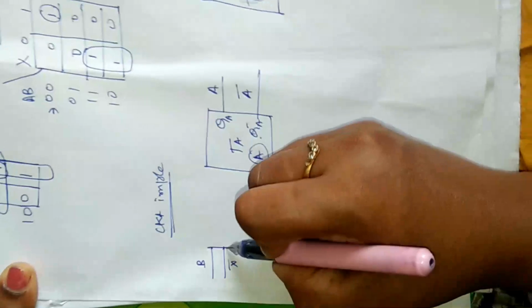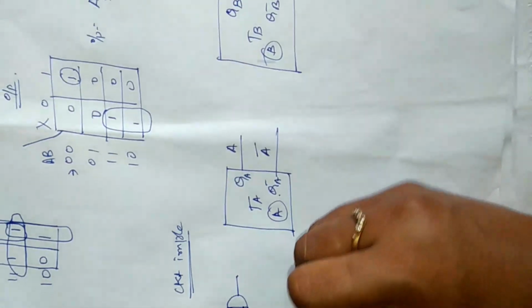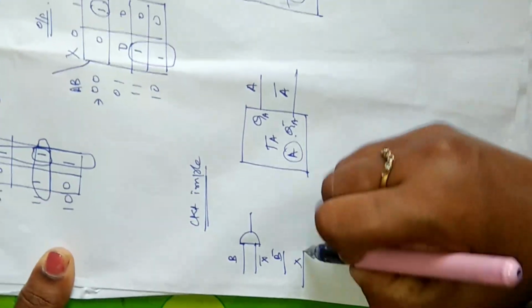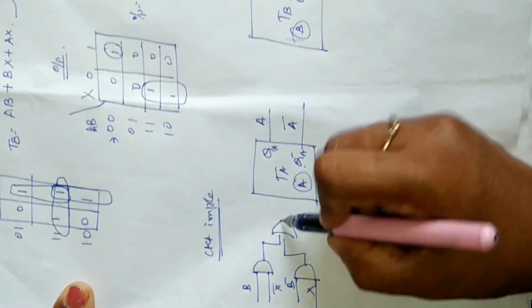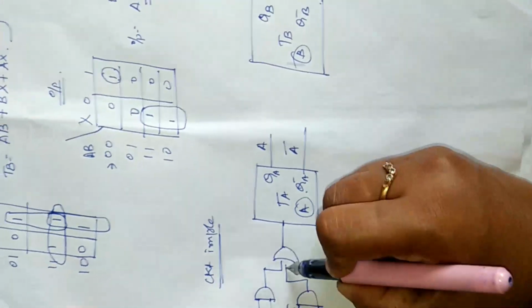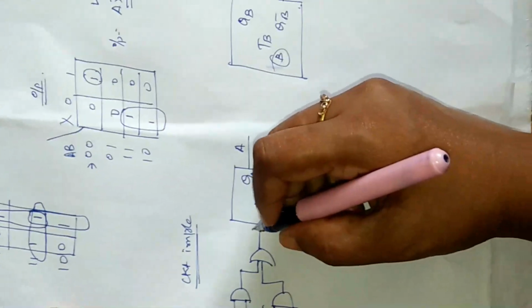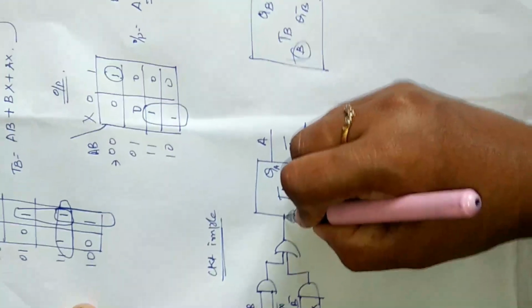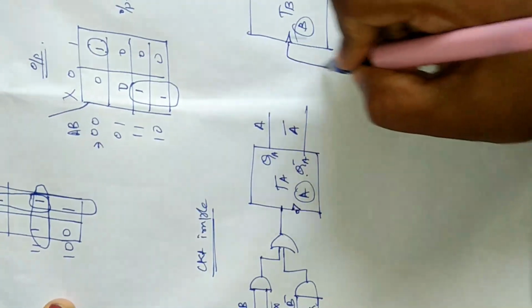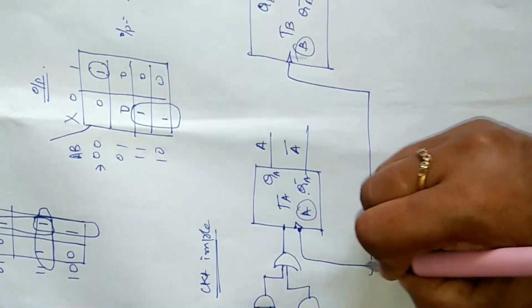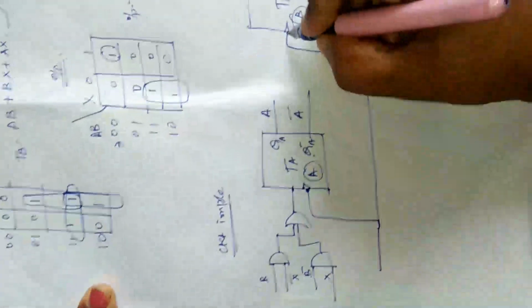B X bar using one AND gate and B bar X, another AND gate. Both of these are being ORed by the XOR. Okay, so this is my TA. Okay, I forgot to give the clock pulse, a common clock pulse.